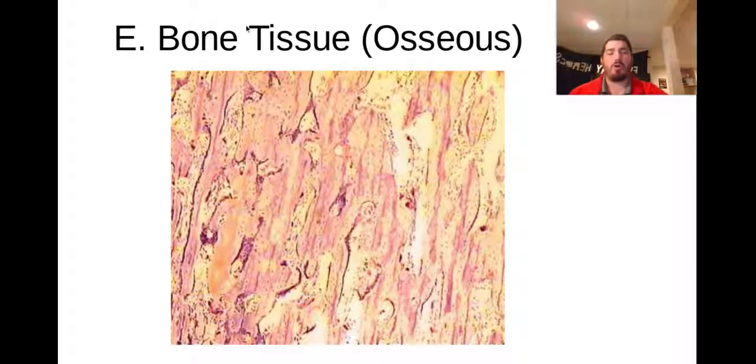So we'll talk a lot more about bones. I think they're really cool and a really cool type of connective tissue to study.